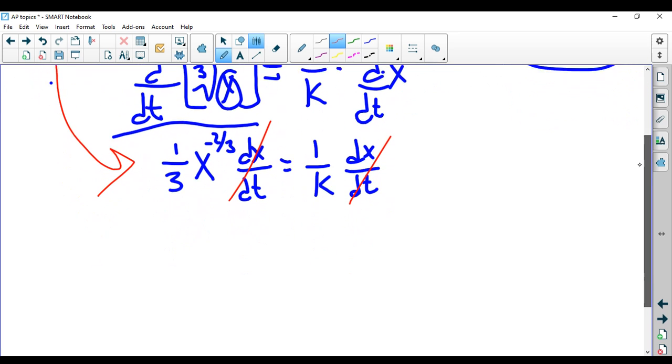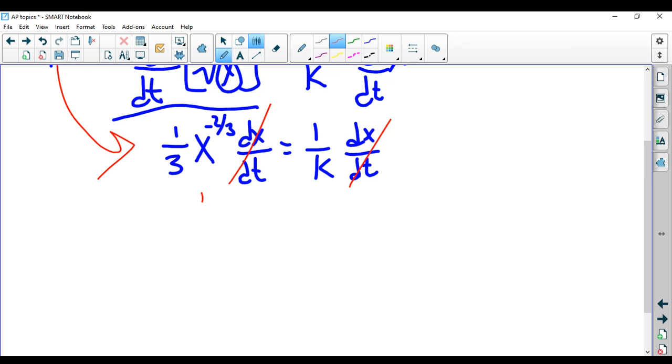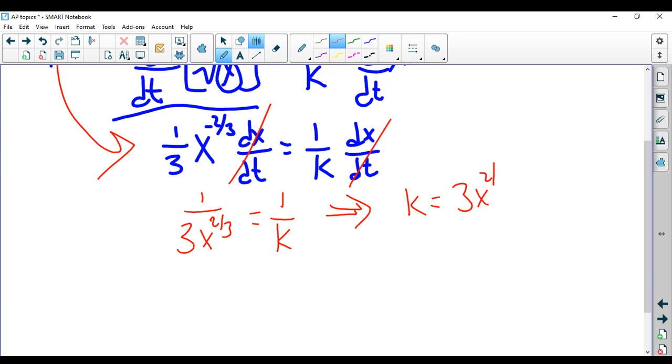So let's do it. First of all, I'm going to get rid of this negative exponent. 1 over 3 x to the positive 2/3 equals 1 over k. Cross multiply, and we have k equals 3x to the 2/3. Plug in x equals 8.